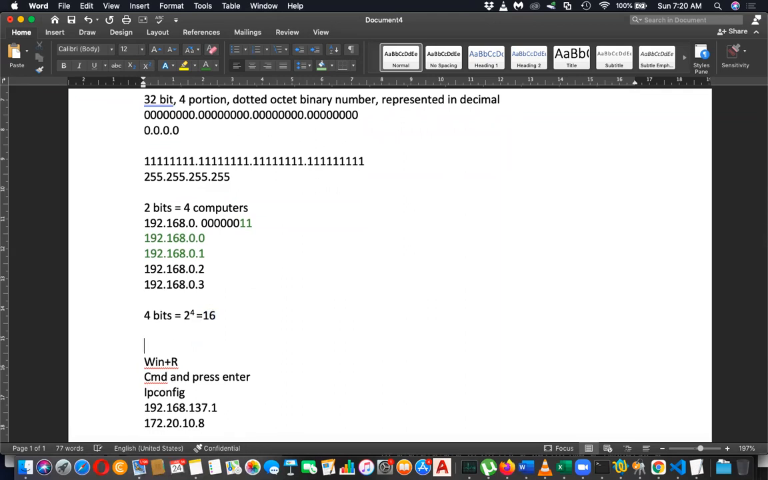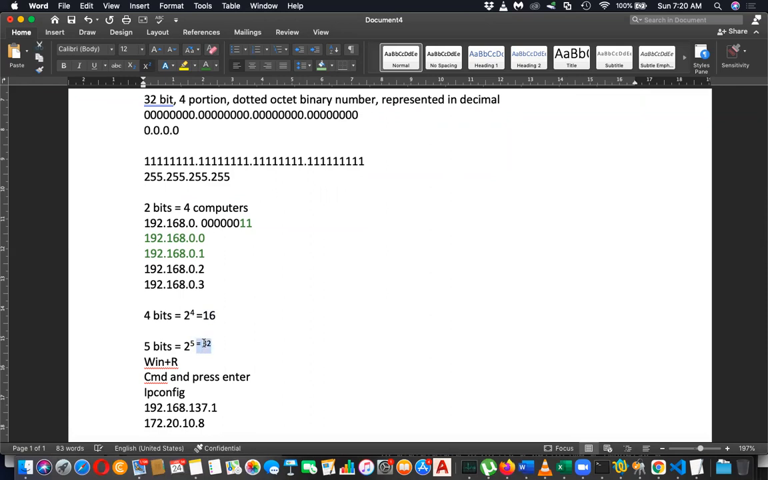Right, then if you have 5 bits, how many? 32. Sorry, 2 to the power 5 is 32. You can give 32 addresses.